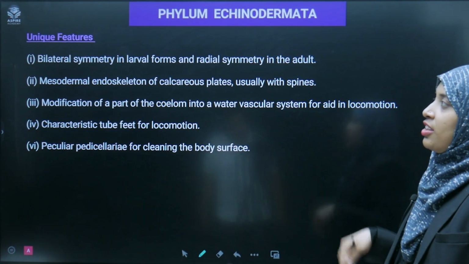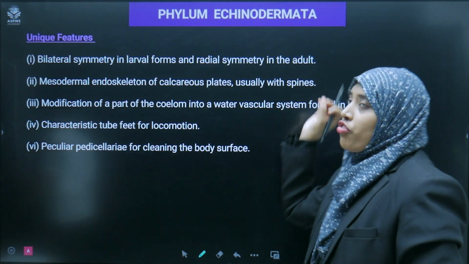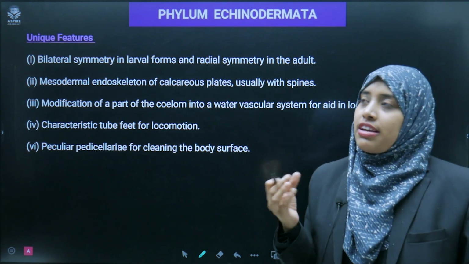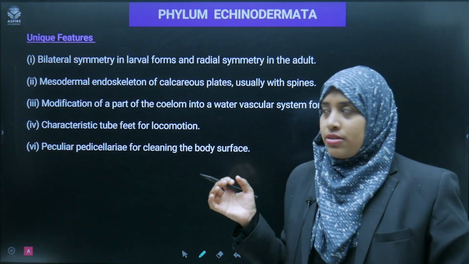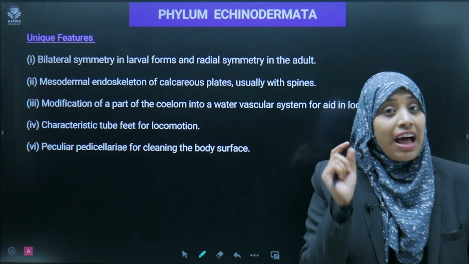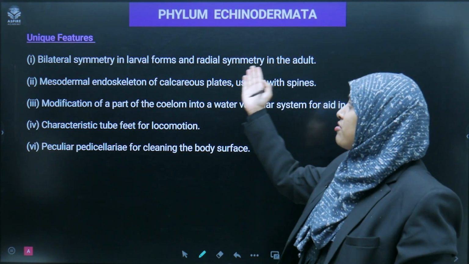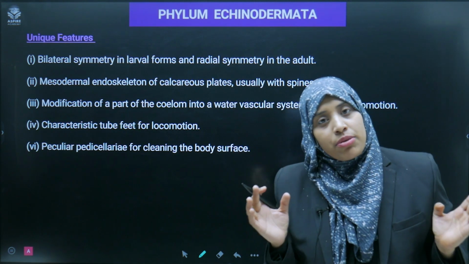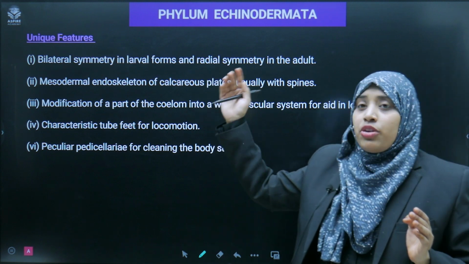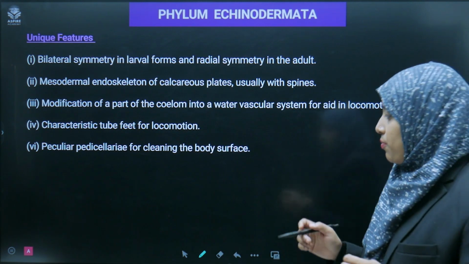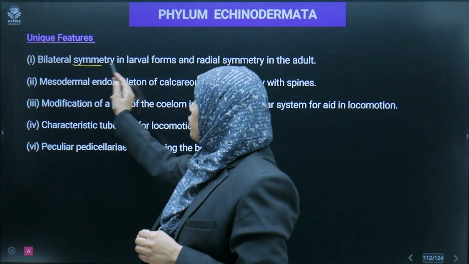Okay. So now we'll see the unique features of the phylum Echinodermata. What are the unique characteristics of echinoderms? First thing we have seen, they have bilateral symmetry in the larval form, and in the adult we have seen radial symmetry. So both types of symmetry are there, bilateral in the larval form, and in the adult they have radial symmetry. This is one of the unique features.